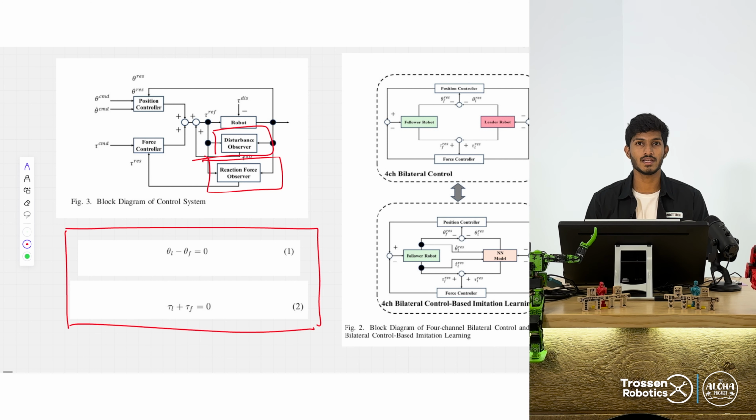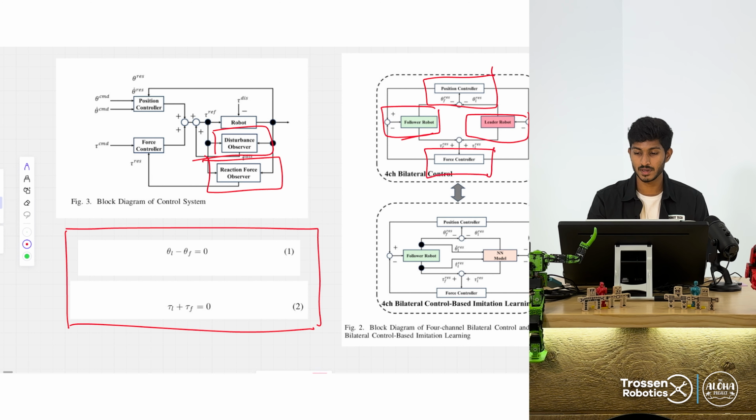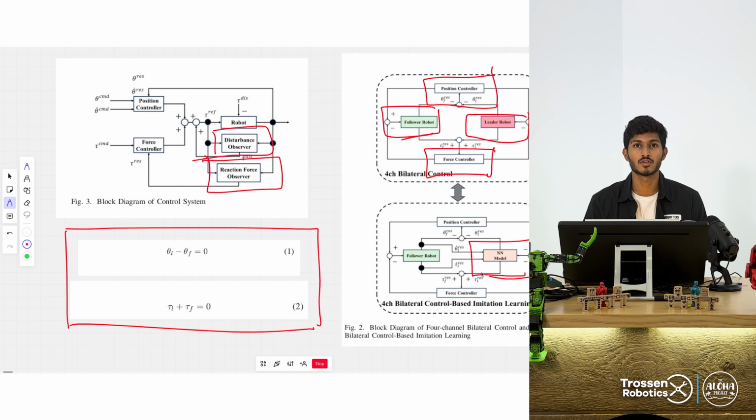In the control block diagram, we see that the leader controls the follower robot using the position and the force information with the help of the position controller and the force controller. During inference, this leader robot is replaced using a neural network model. The follower robot is controlled by receiving the predictions of the leader's response.